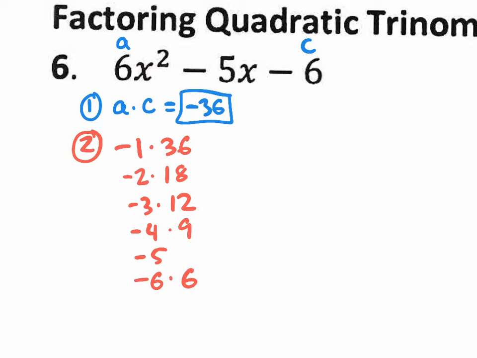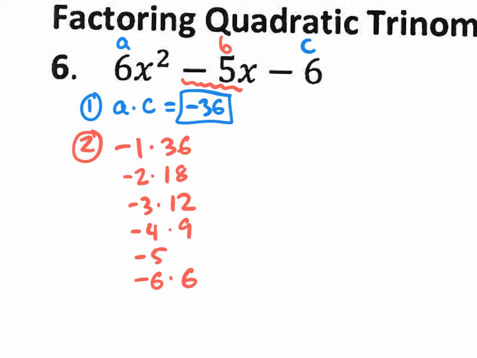So those are all the possible ways of multiplying two numbers together to get the answer negative 36. So the question is, which pair of numbers combines together to give you the middle value, b, which happens to be negative 5? So if you start combining, this will give you 35, this will give you 16, this will give you 9, this will give you 5. So this is the right pair of numbers, but notice this is a negative 5, not a positive 5.